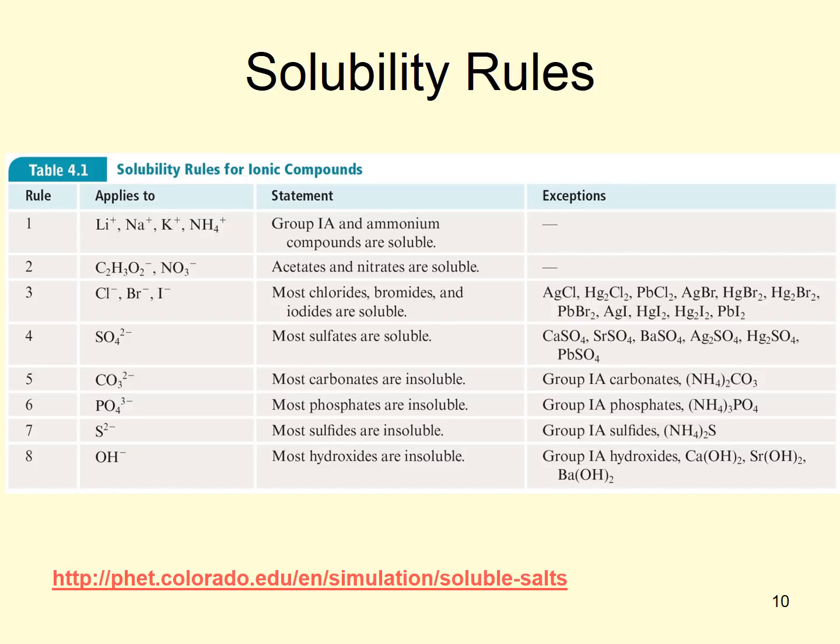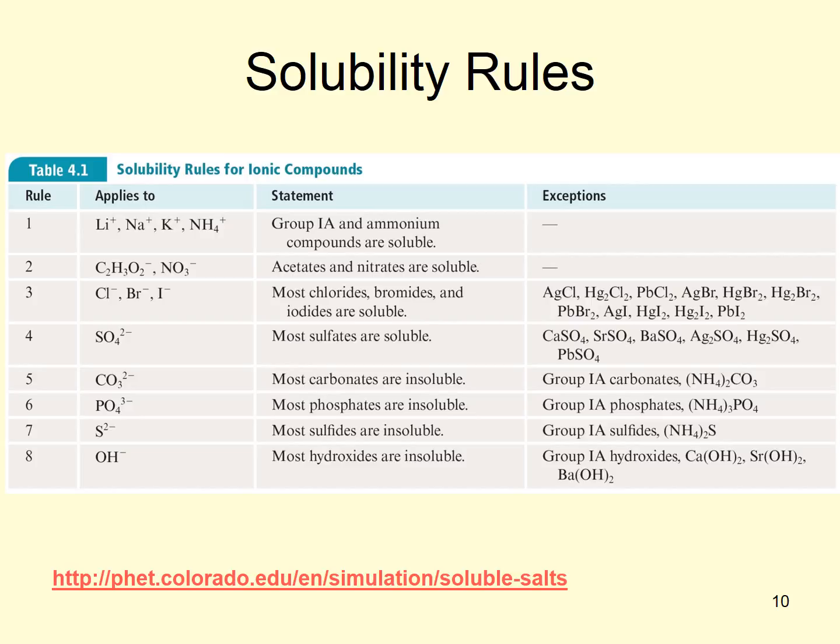All of the group 1A ions, lithium, sodium, potassium, rubidium, and ammonium, NH4+, one of the polyatomic ions, those, no matter what they're paired up with, that compound will be soluble. So if one of those ions is in a compound, it will be soluble no matter what. The same thing is true for any acetates, C2H3O2 negative ions, and anything containing the nitrate ions, NO3 negative. So you can see there are no exceptions.